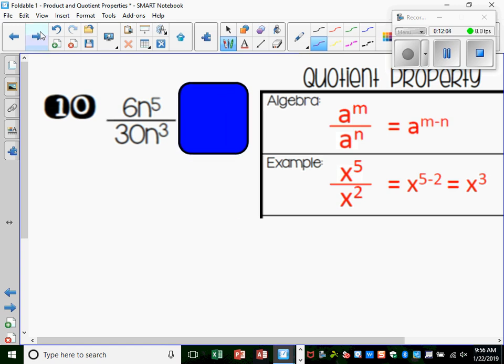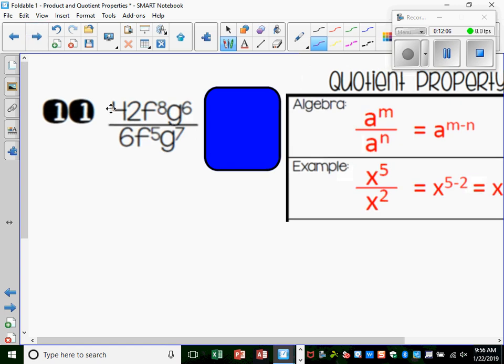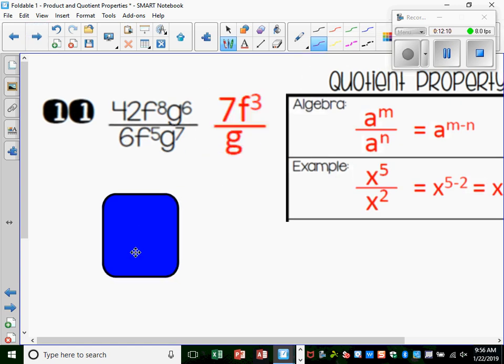Okay, all right, let's move on to number 11. So we can divide these evenly, so that'll give us 7. Then we subtract our f's. 8 minus 5 is 3. We subtract our g's. 6 minus 7. Now this is a little different here. 6 minus 7 is -1.